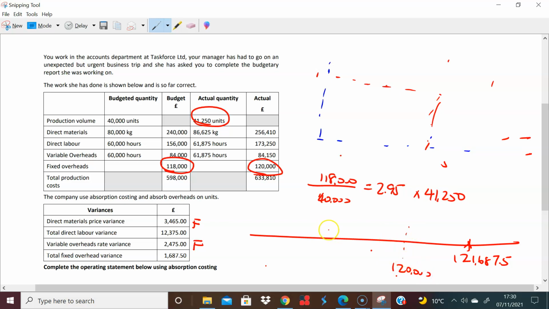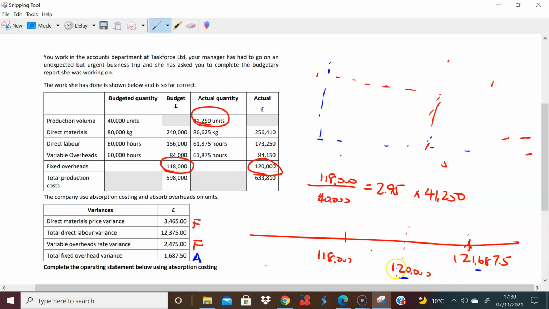120,000, but your budget was 118,000. So from everything I've been going on about today, the first task is to look at the volume. I mean, it doesn't really matter. What would happen here is that this is what would have happened, and then this is what you're being accounted. You say, oh my gosh, the difference is 1,687.50 adverse. That's what you would say, right?